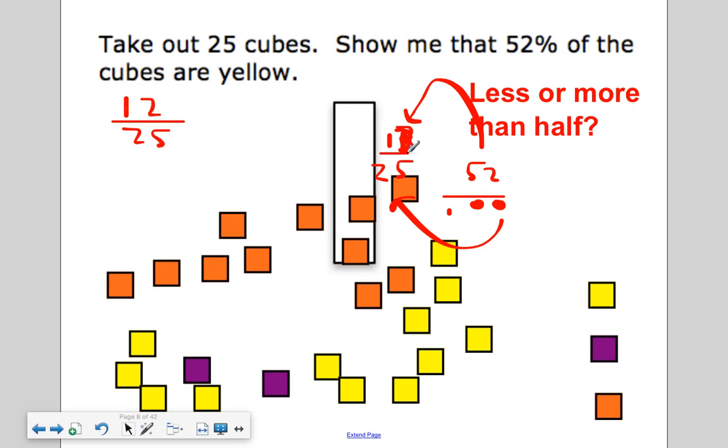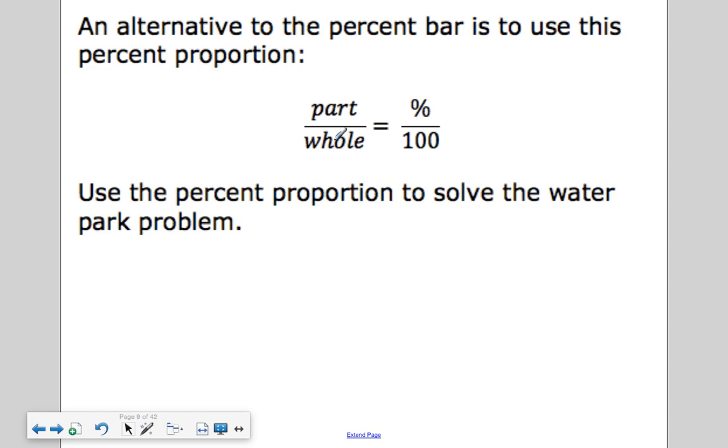Taking what we know, it's going to help you with what we're about to learn right now. We're going to be learning something called part over whole equals percent over 100. If you know the percent, you can simplify and break it down into different numbers, and you'll be able to find a part and a whole by either scaling down or building back up.